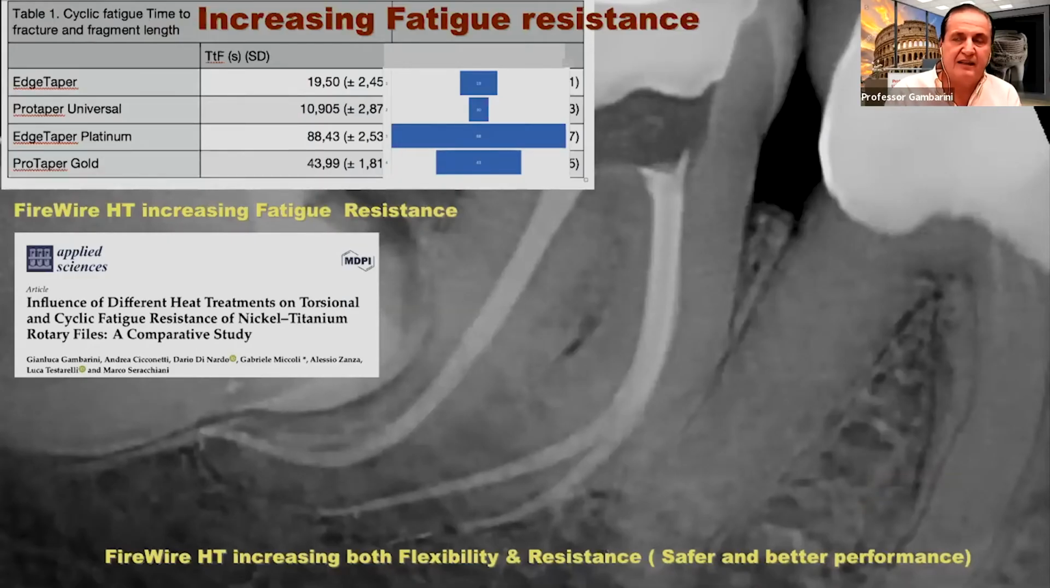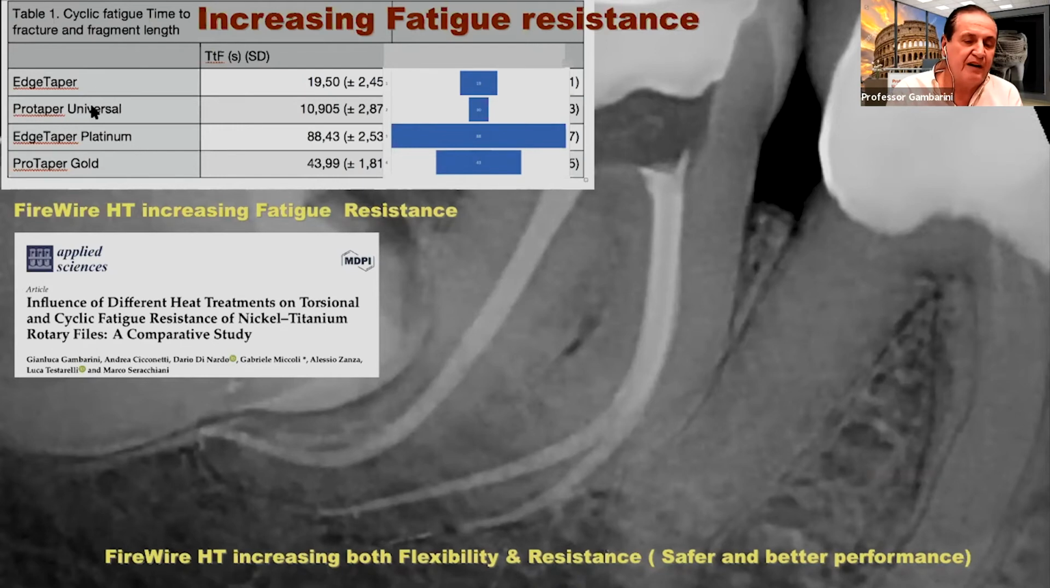Speaking about the resistance of the file, luckily we can measure. And also we can measure the difference between a heat-treated and non-heat-treated file. This is another recent study we published about the influence of different heat treatments on torsional and cyclic fatigue resistance of different nickel titanium instruments.